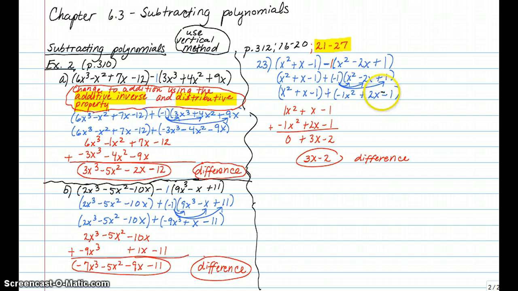Now we're going to go ahead and line these up. We identify them, then we combine them. And we need to line them up correctly. So we have x squared or 1x squared. Over here we have negative 1x squared. Well, when we put those together, we get 0. This is x or 1x. And then over here I have 2x. So 1x and 2x is 3x. Negative 1 and negative 1 is negative 2. So you don't need the 0 plus, so 3x minus 2 is your difference.